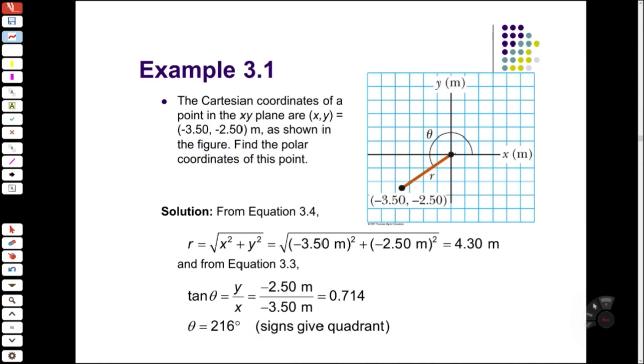So here is the example. The position is here. You have chosen your reference point to be here, and either you can represent it by r, which is the distance, and theta, or by x and y. Okay.